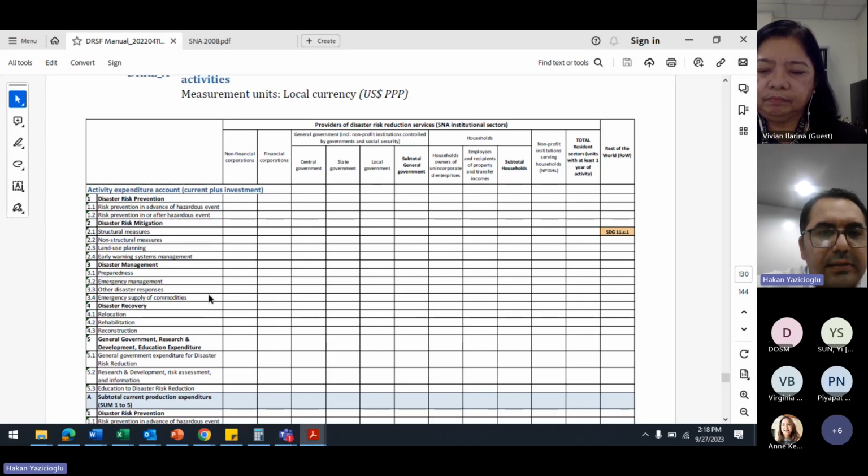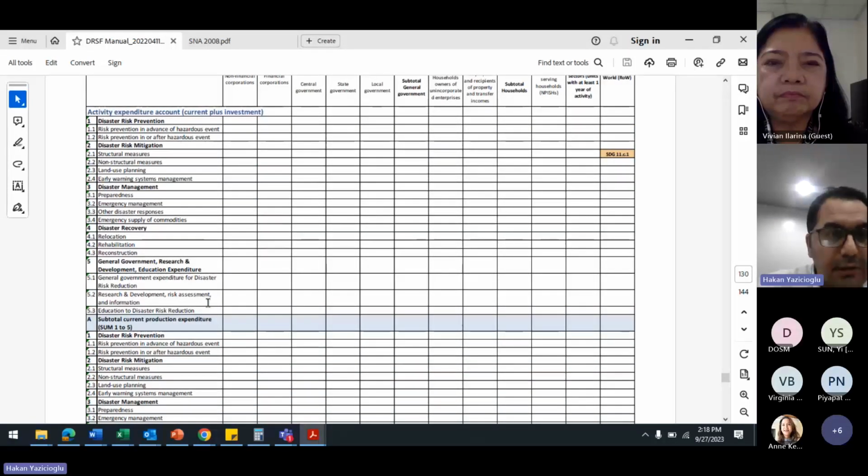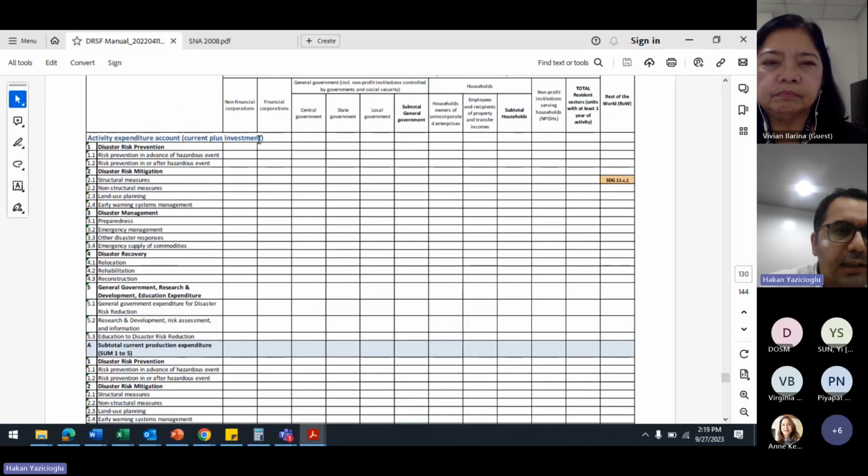In this detailed table, the expenditures are gathered from the national transactions and also from national accounts or other administrative records of the governmental institutions and also other institutional sectors like financial corporations, non-financial corporations. And by adding up these expenditures, the prevention, mitigation, management, recovery, and R&D and education expenditures, this is actually the current expenditures. We have also investments on these disaggregated levels. So by adding this current expenditures and investment expenditures, we come up with the activity expenditure account.